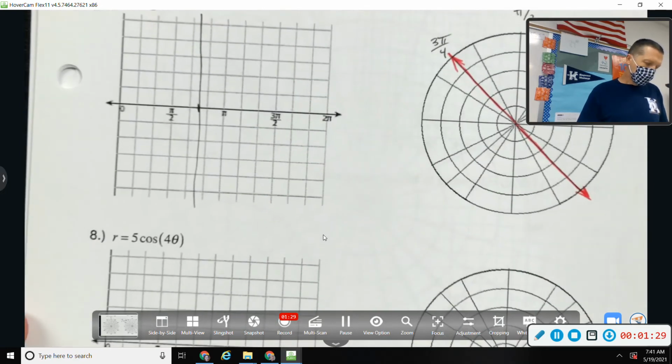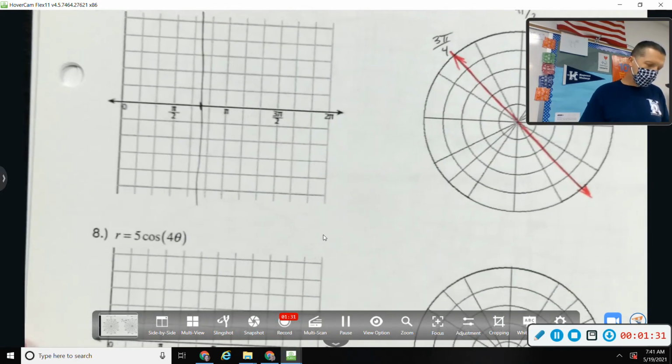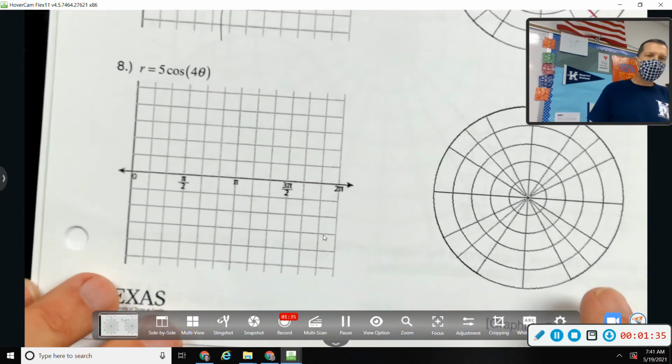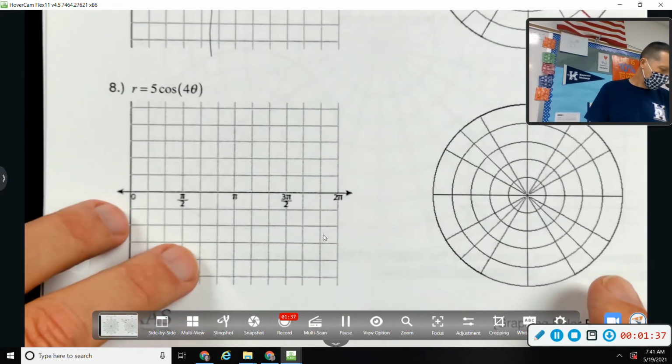Let's see, number 5. Well, yeah, let's do number 8. Excuse me, looking at the columns right there.